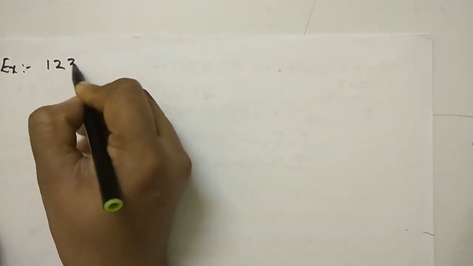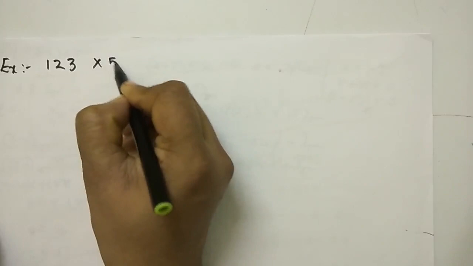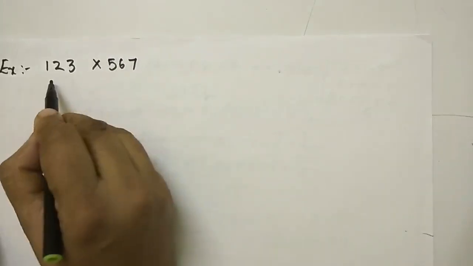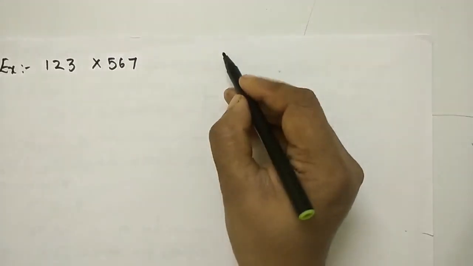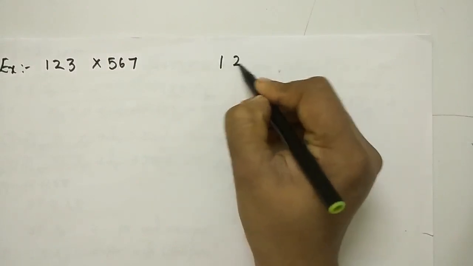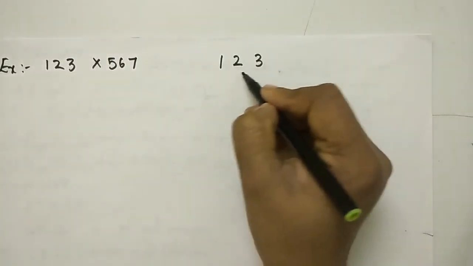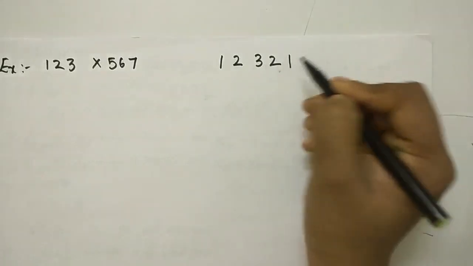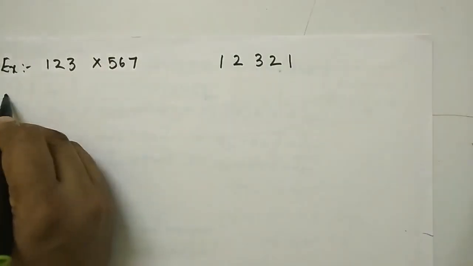Now let us take another example. The multiplicand is of 3 digits and the multiplier is of 3 digits. 1, 2, 3 into 5, 6, 7. As it is 3 and it is 3, write down the pattern of the arrow first. It will be 1, 2, 3 and come back. It will be 2, 1. Is it not?